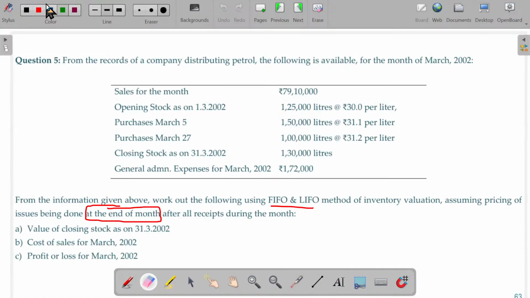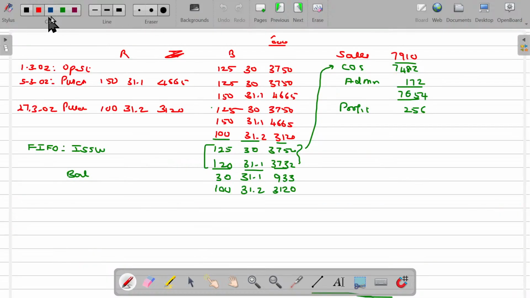So what are the things asked? Closing stock value, cost of sales value, profit and loss. So this will be the closing stock value.